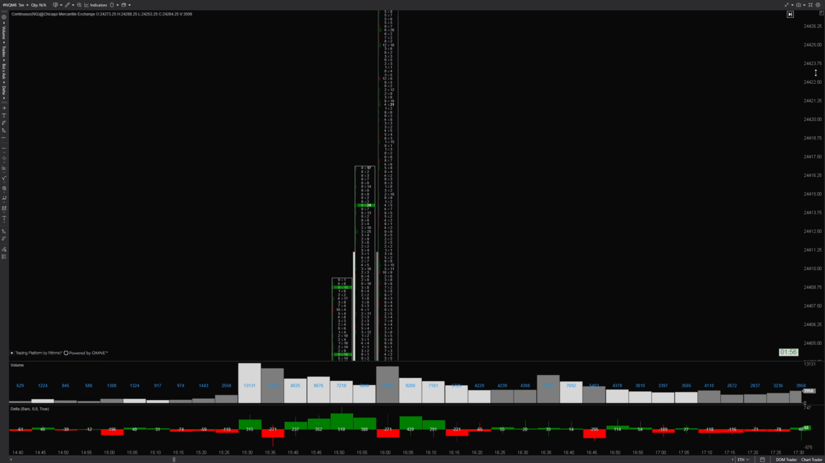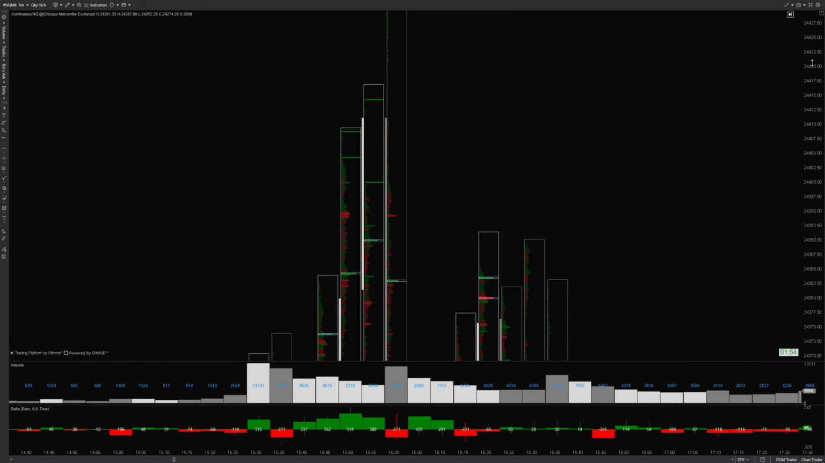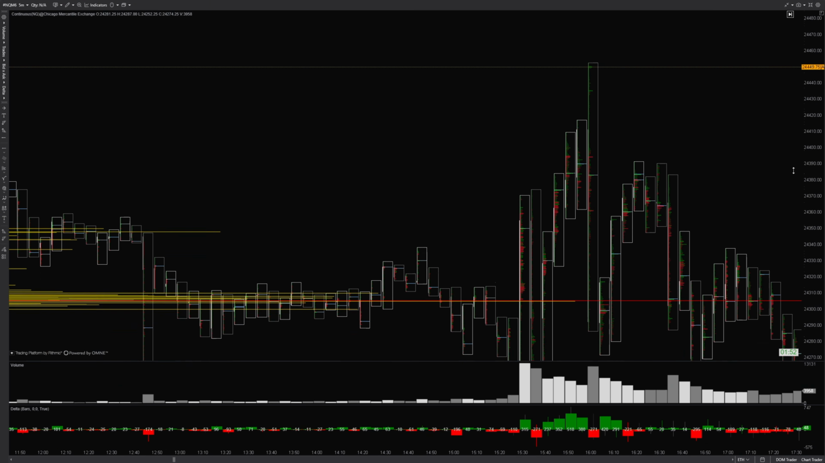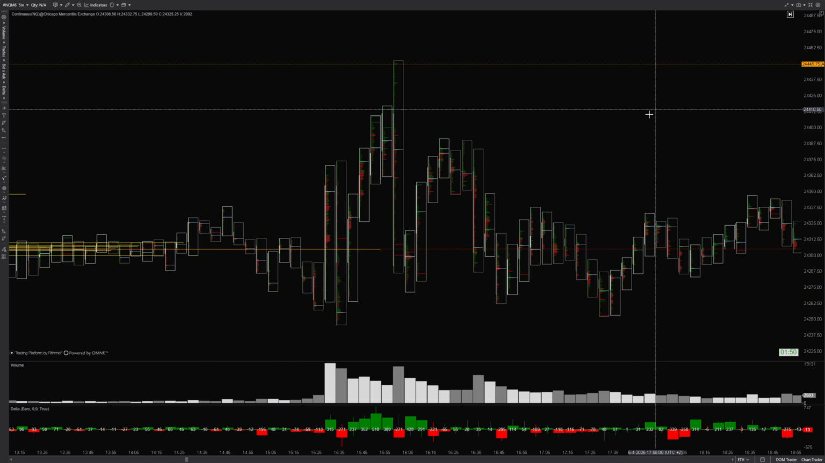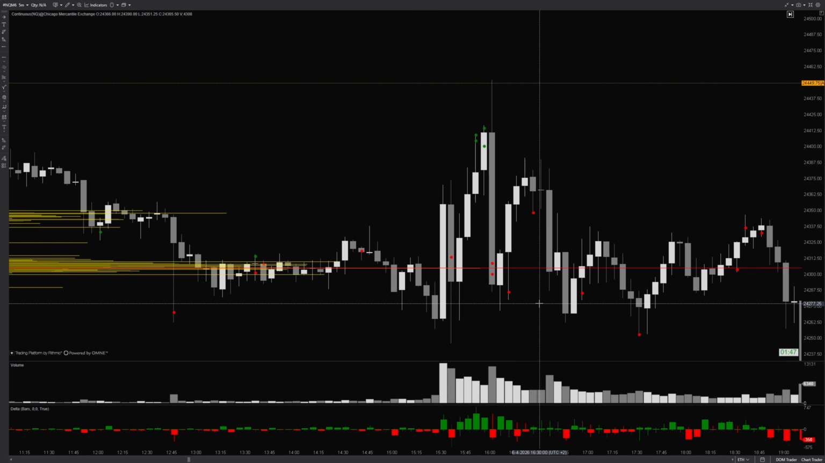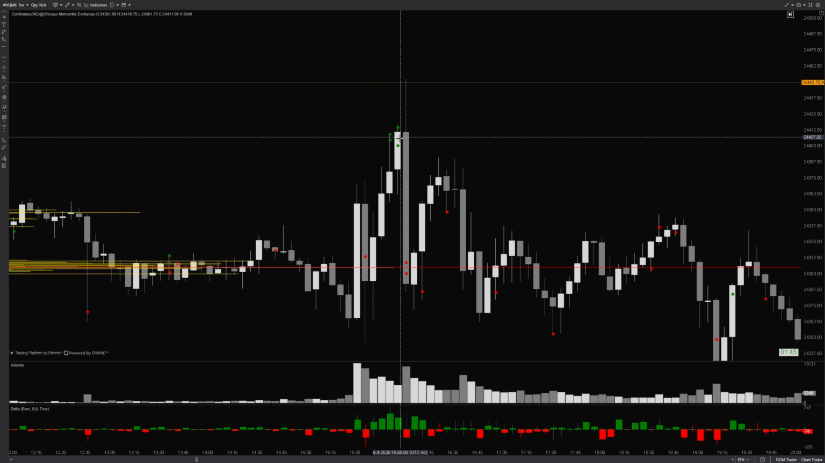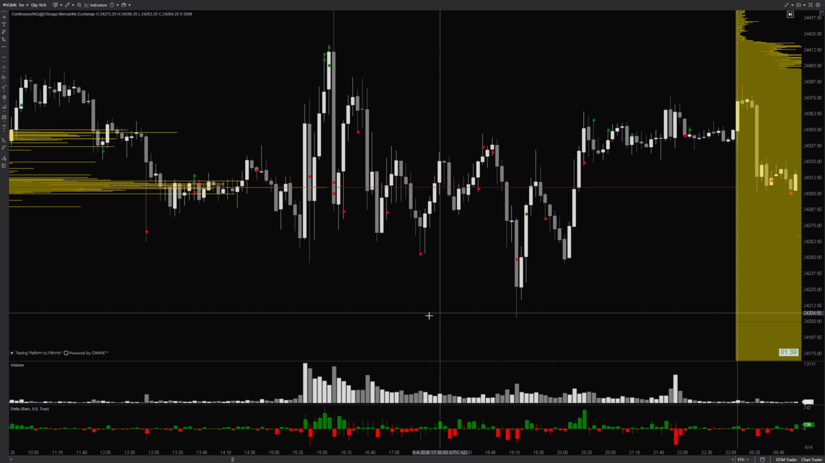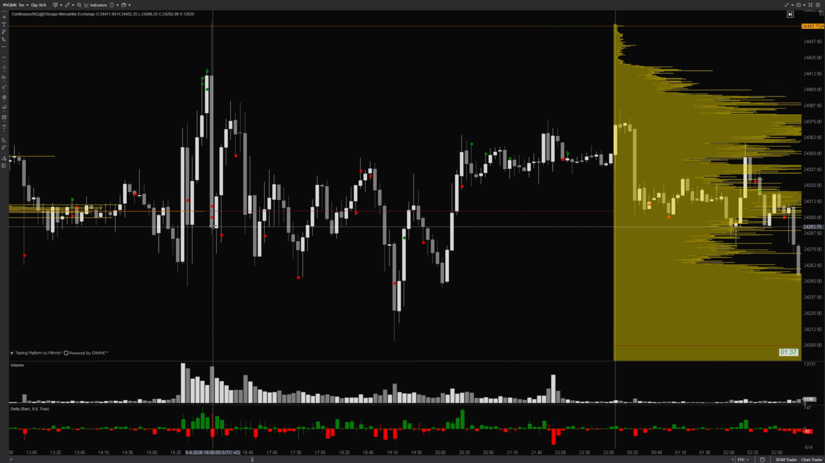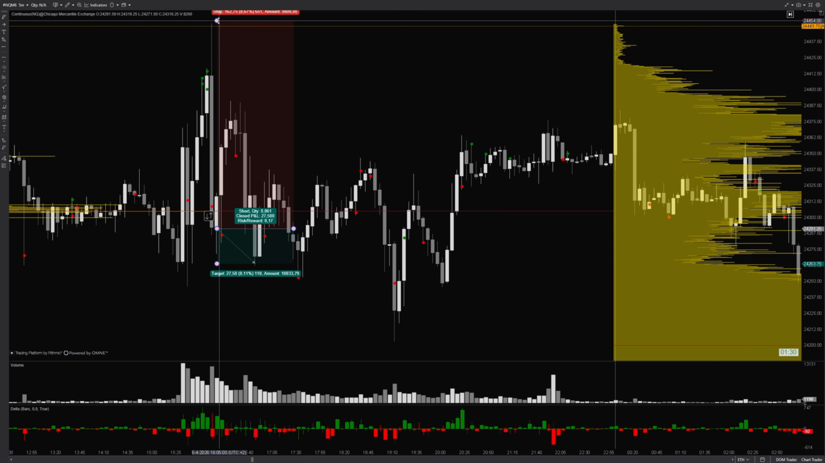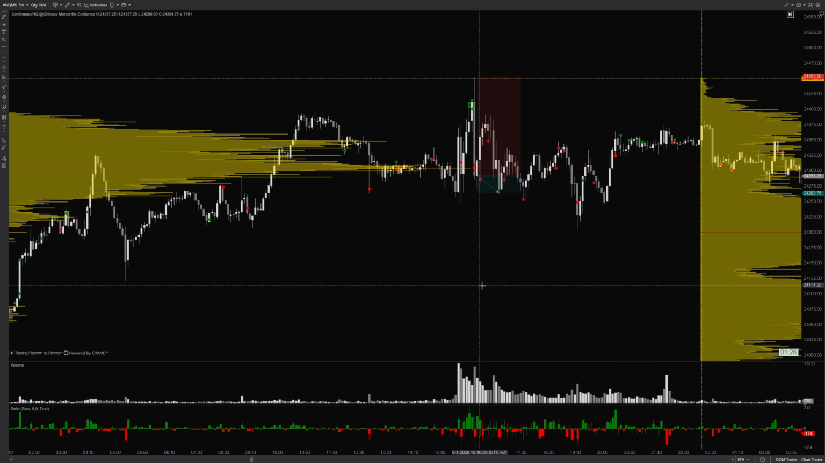So where am I going to enter? I'm going to enter after the candle close where I had all the confirmations. So we had the stacked imbalances just before, we had the volume increase, and we had the delta shift. So my entry is from this point. So I'm gonna put my entry there, my SL just above that wick, and I'm aiming for 1.5 R.